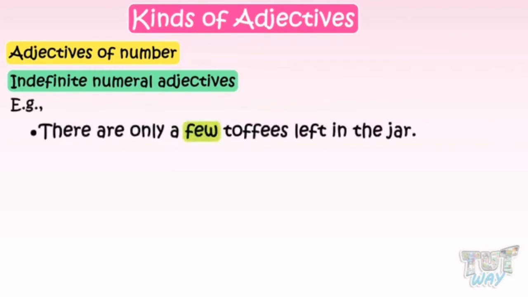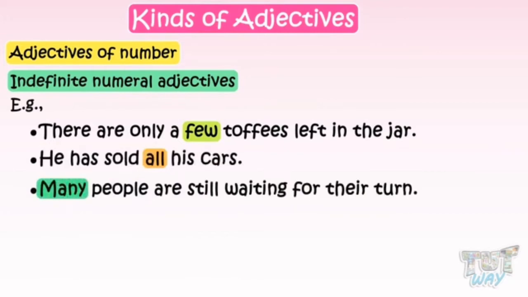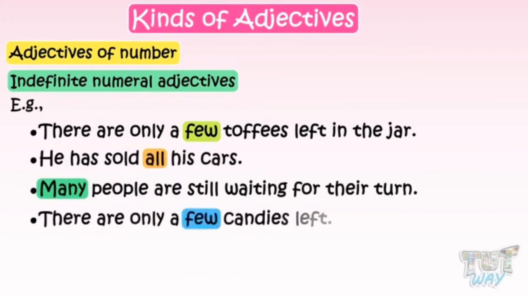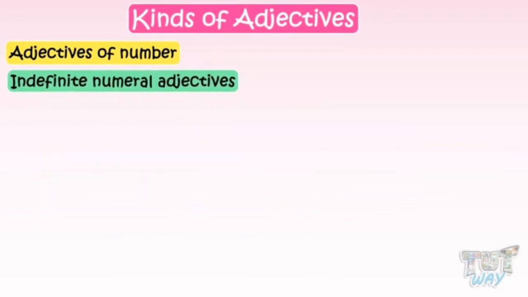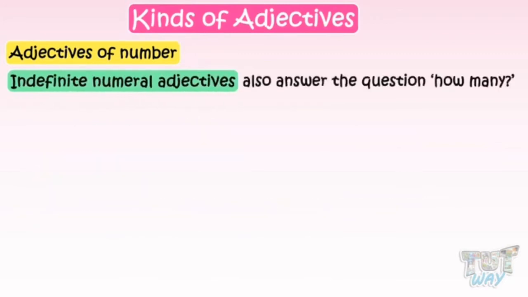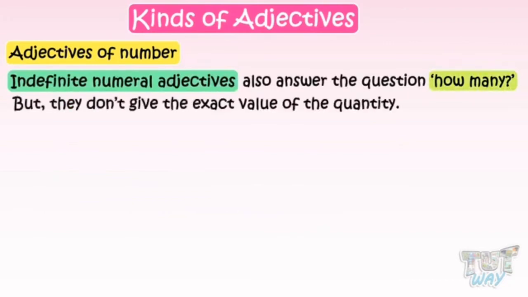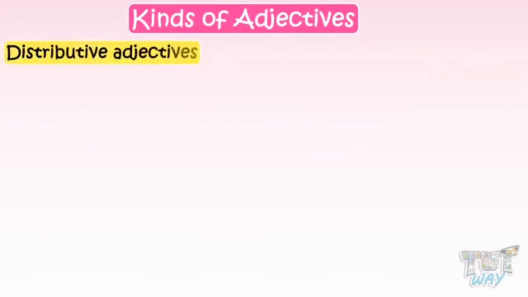For example, there are only a few toffees left in the jar. Okay? He has sold all his cars. Many people are still waiting for their turn. There are only a few. When you hear these ones, you know they are indefinite. So indefinite numerals answer questions about how many, but they don't give the exact value of the quantity. And that's one point we want you to understand.